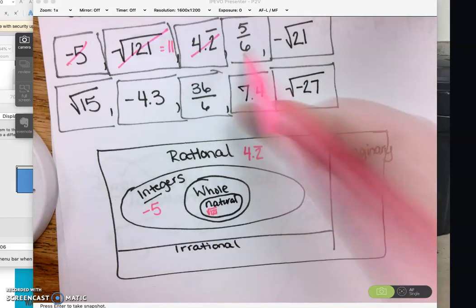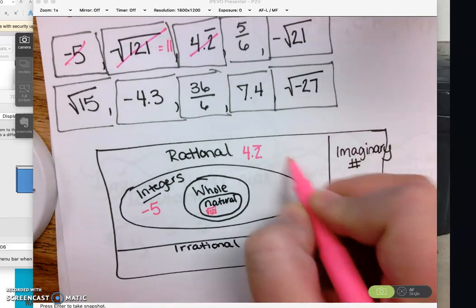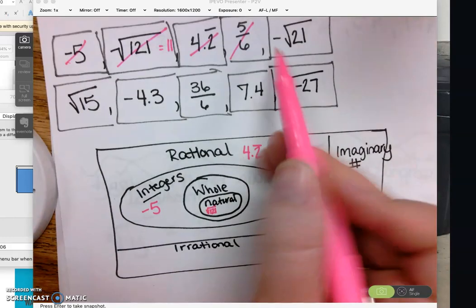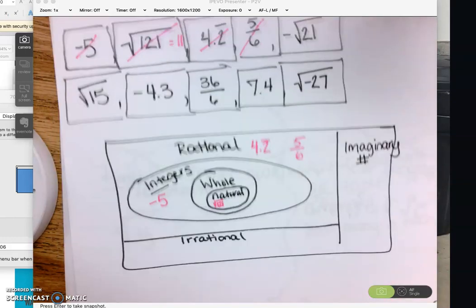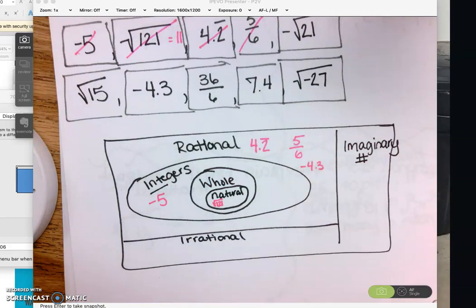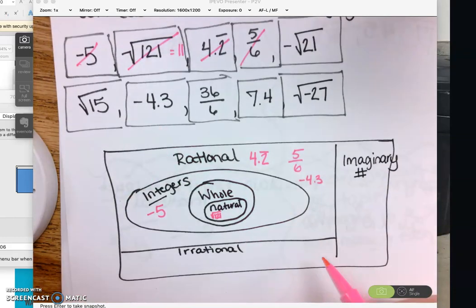Well, my next one is another fraction. So where does that go? Rational. Same thing, 5, 6. You could even, some people like to do this, go through and say all of my decimals are going to be there. So -4.3. It does not matter if it's positive or negative. If it's a decimal, it goes into rational.